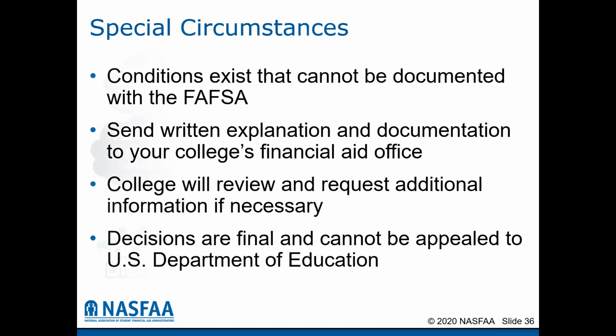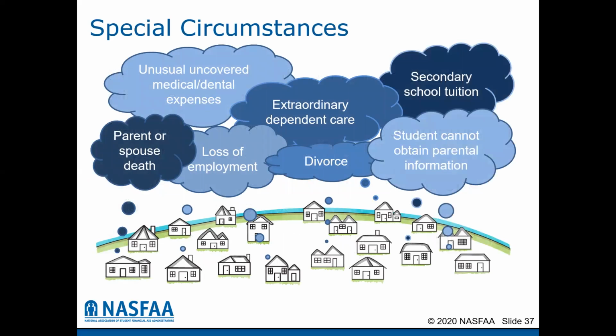So some examples of special circumstances in which you may want to do a financial aid appeal include divorce, secondary school tuition, loss of employment, unusual uncovered medical and dental expenses, the death of a parent or a spouse, a student can't obtain parental information, or extraordinary dependent care. So if you're in one of these situations and you're not quite sure what to do, call your financial aid office, the school's financial aid office, and ask what the procedure is for appealing financial aid.